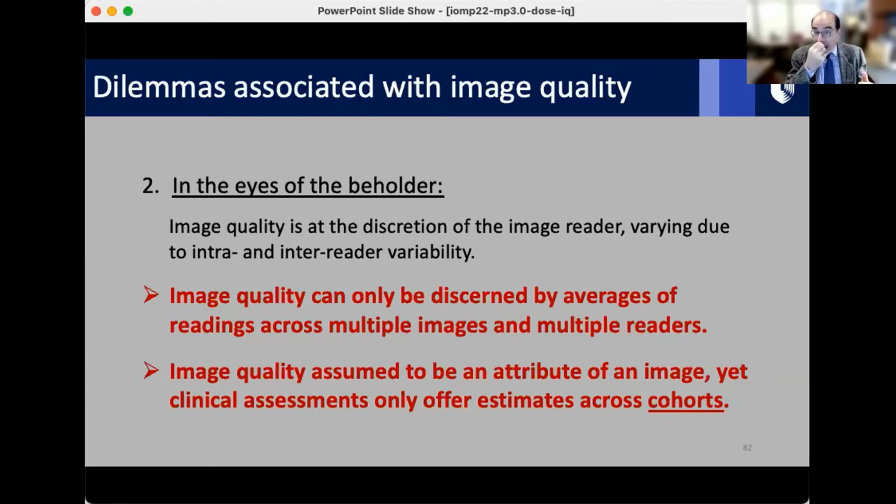I get averages across 5 or 6 readers or observers, and across 50 cases of normals and 50 cases of abnormals. While image quality is assumed to be an attribute of an image, not an attribute of the cohorts of images. You see, that reader dependency creates a problem: we cannot define image quality for an individual case.